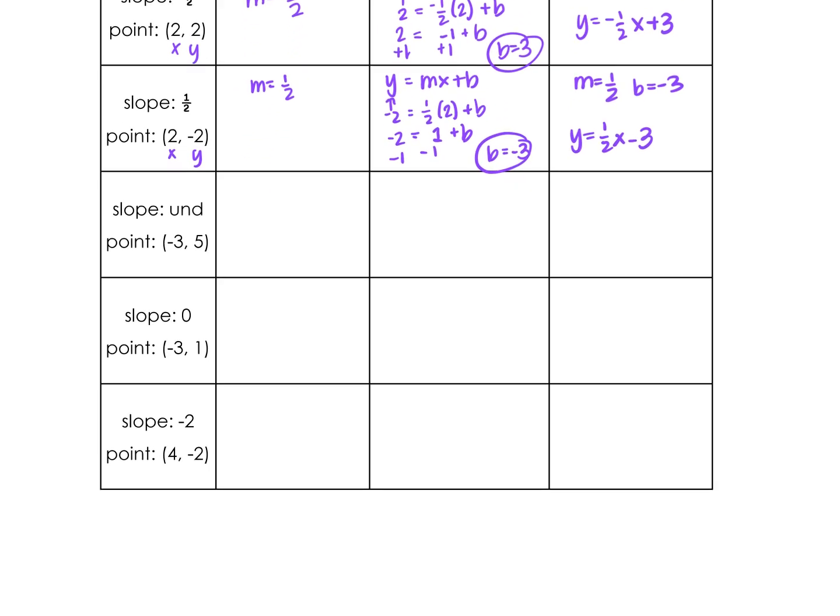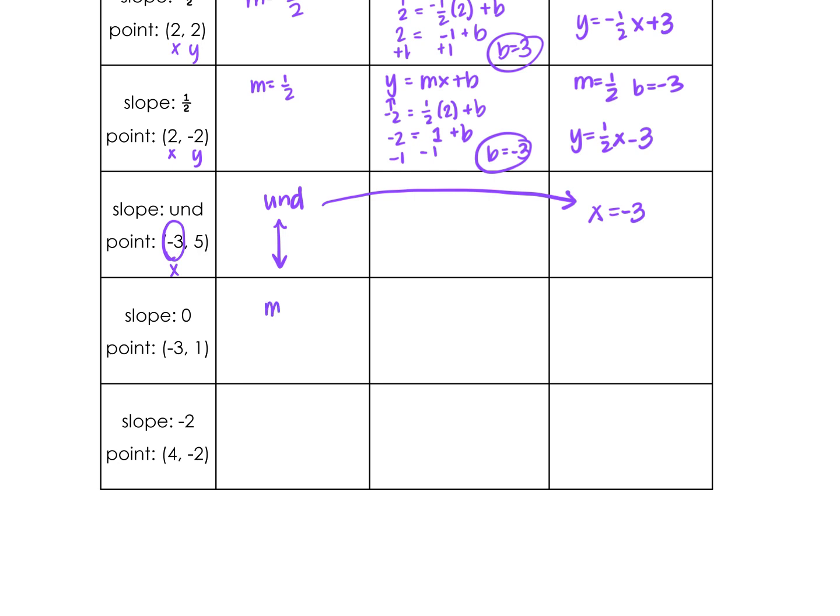In my next two examples, I see the slope looks a little different. Here, my slope is undefined, which tells me I'm not going to write y equals mx plus b. I'm going to jump directly over to my equation. An undefined slope gives me a vertical line, and that vertical line gives me an equation that's x only. So I go back to my point, and I look for my x value. My x value is -3, so x equals -3 is my entire equation.